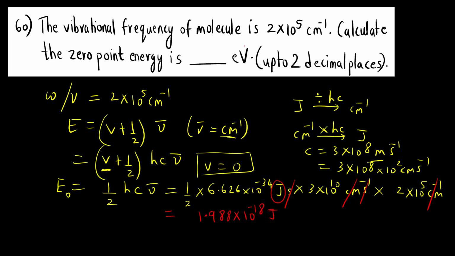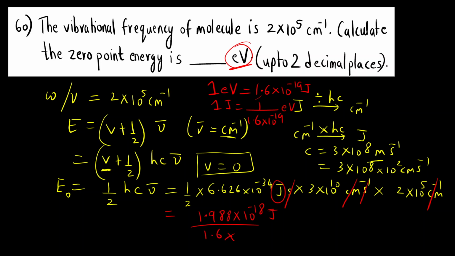But you have to check that the question is asking in electron volt. Now you must know 1 electron volt is 1.6 into 10 raised to minus 19 joule. So what will be 1 joule? 1 joule will be 1 upon 1.6 into 10 raised to minus 19 electron volt. So what we have to do? We have to divide by 1.6 into 10 raised to minus 19. We will get the answer in electron volt. Final answer comes out to be 12.42 up to 2 decimal places. So the correct answer is 12.42.